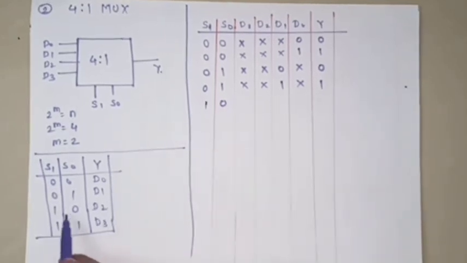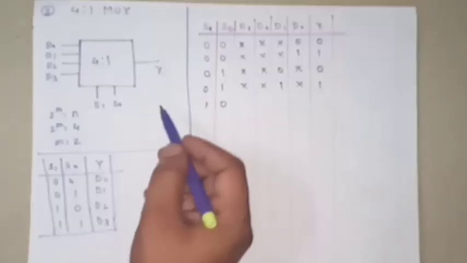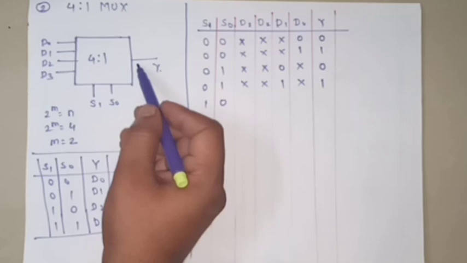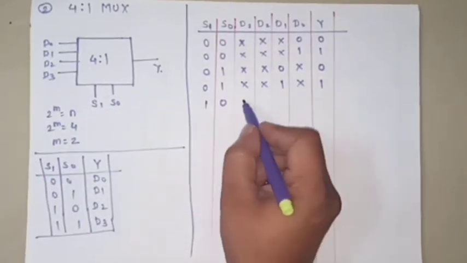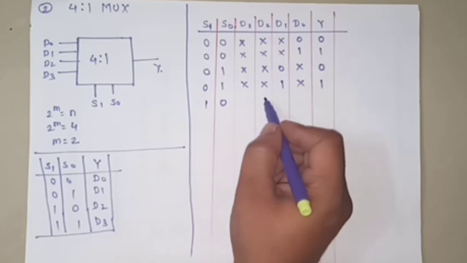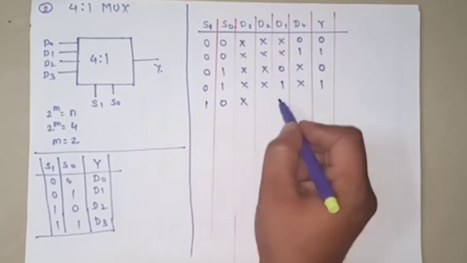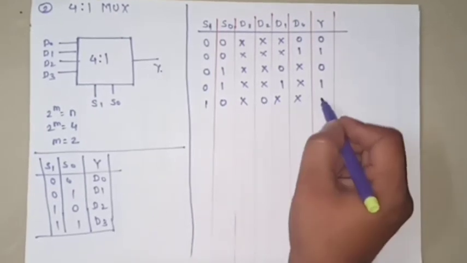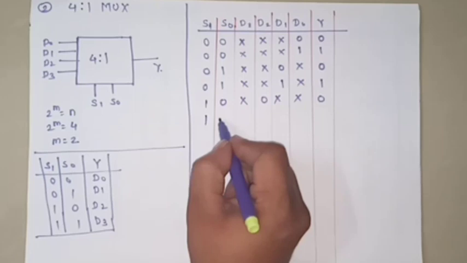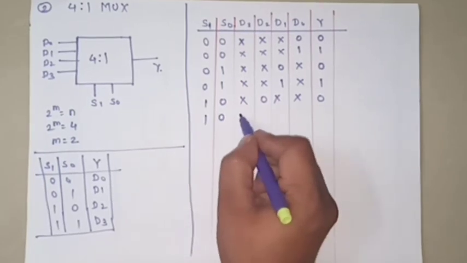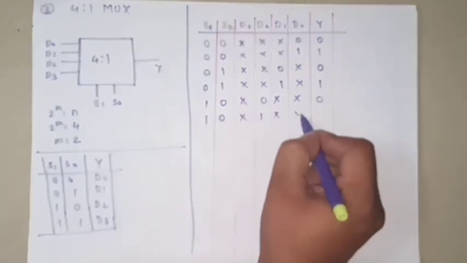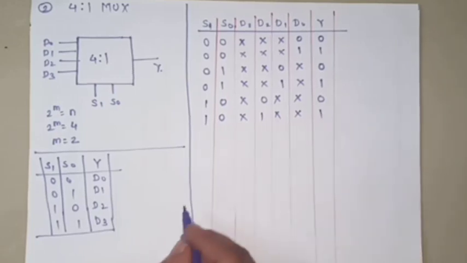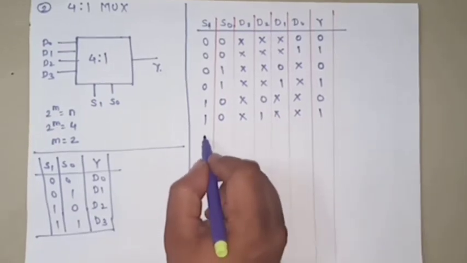So when 1 0 is there at the select lines, D2 is selected at the output. D2 is connected to the output Y, and whatever the value of D2 will appear at the output. So only D2 will affect, and the remaining will not affect, so the remaining values we will take as don't care. Here the initial value is 0, so here also 0. Next possibility 1 0, that is don't care, 1, don't care, don't care, and 1 will appear at the output.